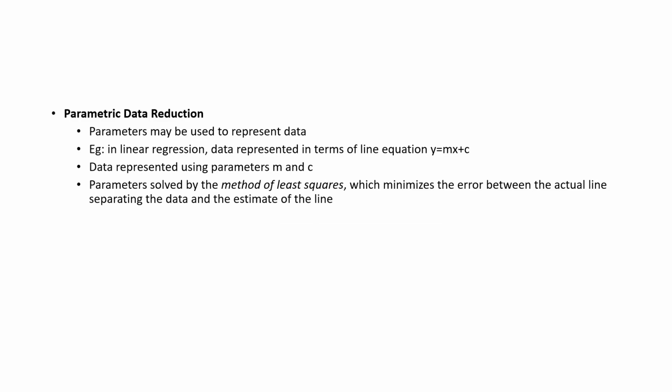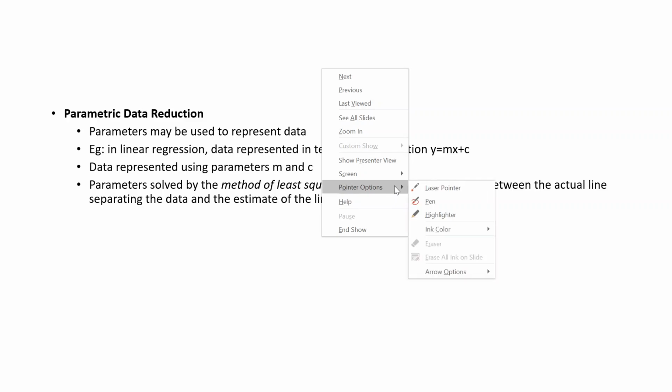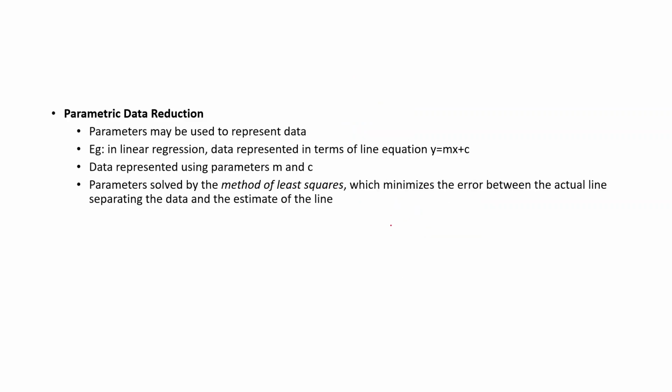Another method is parametric data reduction. Parametric data reduction means generally we have a large volume of data which might be represented using a set of parameters. Say, for example, in the case of linear regression, you have a data set. Say you're plotting data like this. Say you have lots of data.